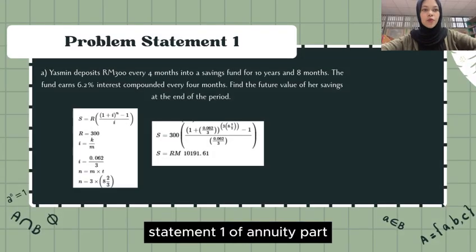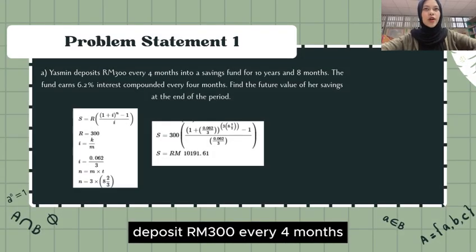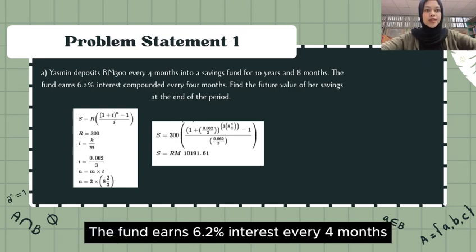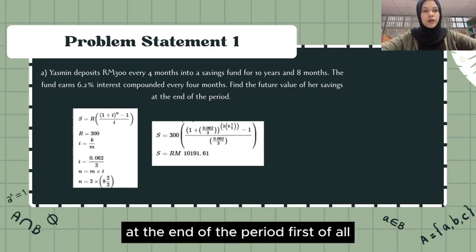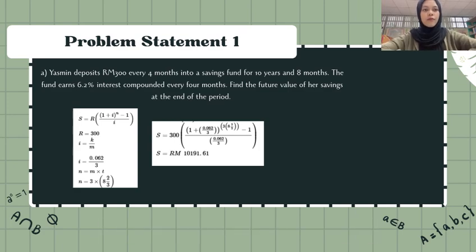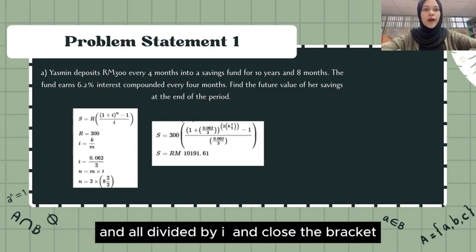Next, I'm going to show the problem statement 1 of annuity part A. Yasmin deposits 300 ringgit every 4 months into a savings fund for 10 years and 8 months at 6.2% interest every 4 months. Find the future value of her savings at the end of the period. First of all, we need to use the future value formula, which is S equals R times open bracket (1 plus i) to the power of n minus 1, all divided by i, and close the bracket.